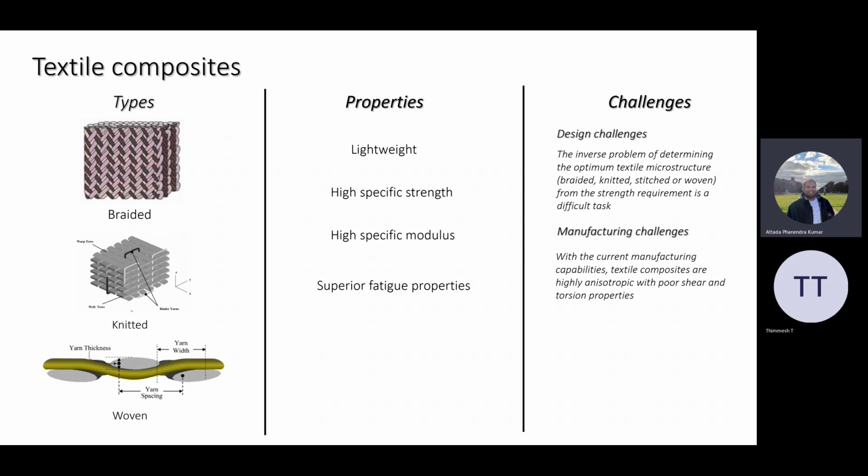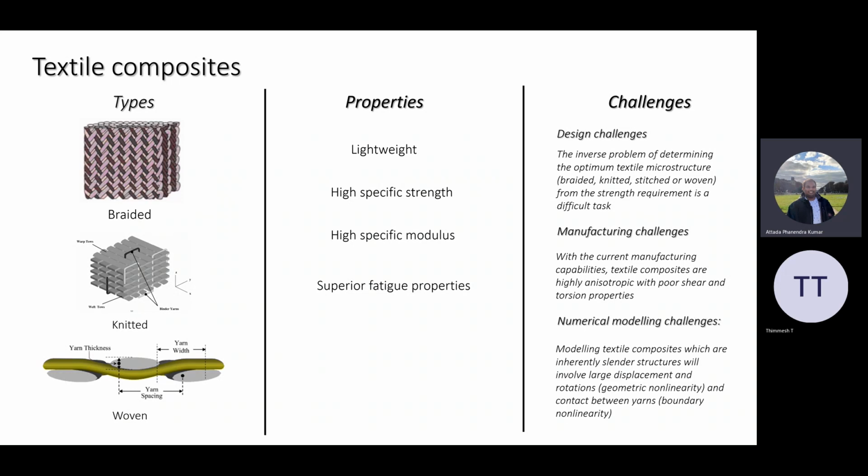The second challenge is manufacturing. With the current manufacturing capabilities, the final textile composite part that you design has poor torsion and shear properties. So this has a limited application of textile composites in the industry.